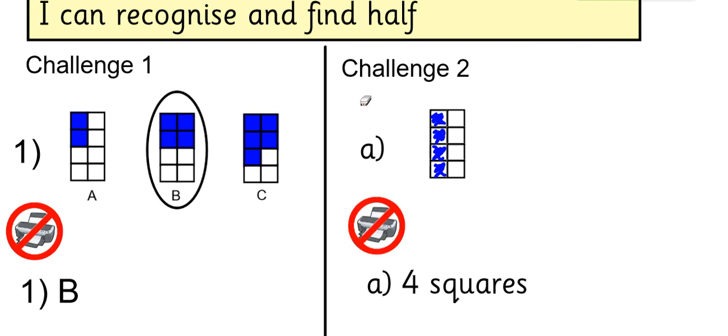That's challenge 1 and challenge 2. I'm also putting an extension on to Class Dojo as well for you to have a go at if you're feeling super confident after challenge 1 and challenge 2. Take your time and make sure you check that each part is equal. Otherwise, we aren't finding half. Have fun, everybody. See you soon.